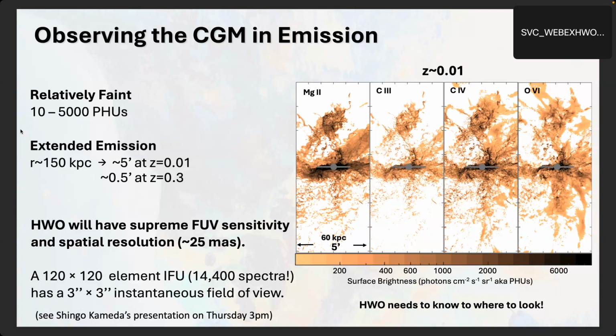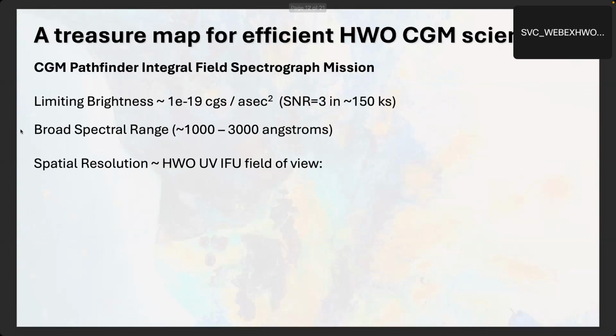Now, this is impressive, but I think what this really means is that to maximally use HWO, it would really help if we knew where to look, and we don't use this instrument to actually search for the emission itself. To this end, we are proposing creating a treasure map for HWO follow-up with a precursor science mission.